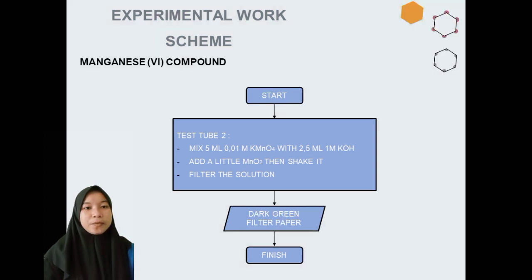And the manganese 4 compound: start, in test tube 2, mix 5 milliliters of 0.01 molar potassium permanganate with 2.5 milliliters of 1 molar potassium hydroxide, and next add a little manganese oxide, then shake it, and next filter the solution. The product is a dark green filter paper, and finish.